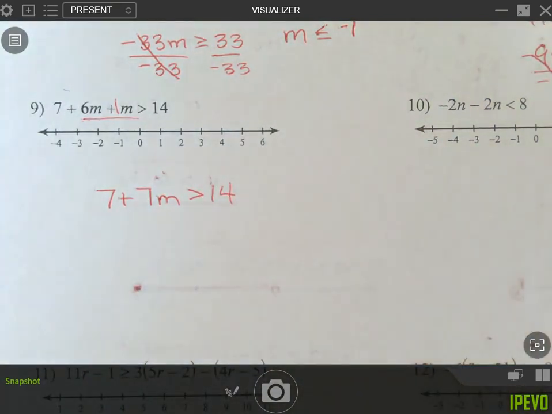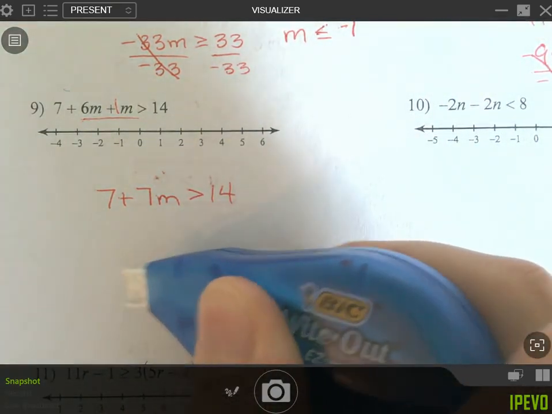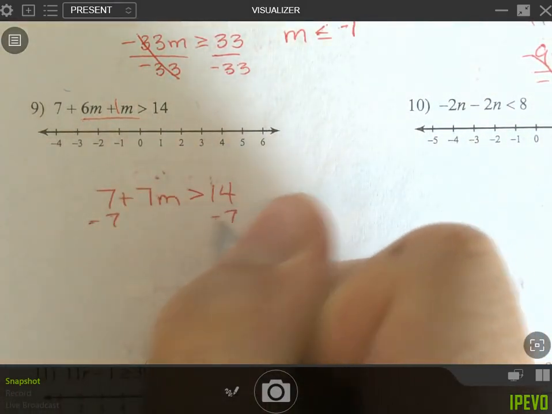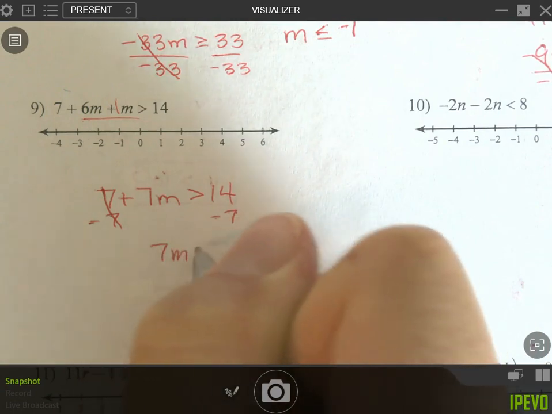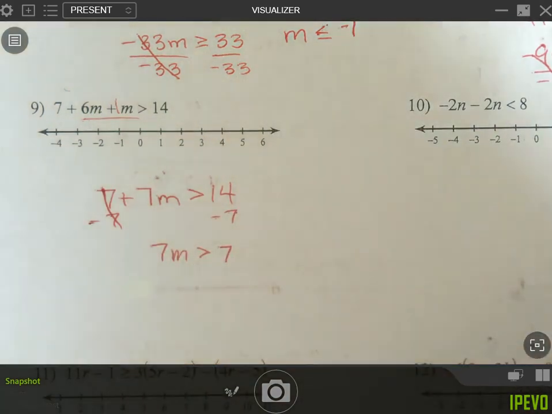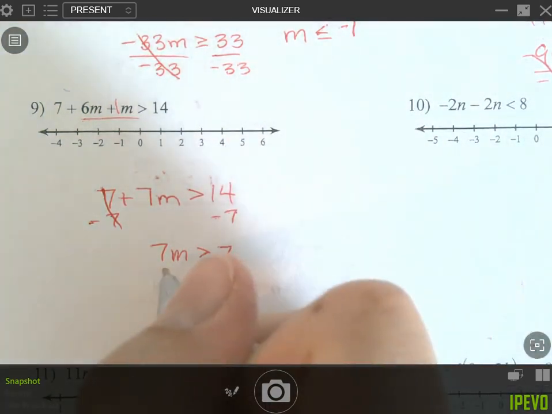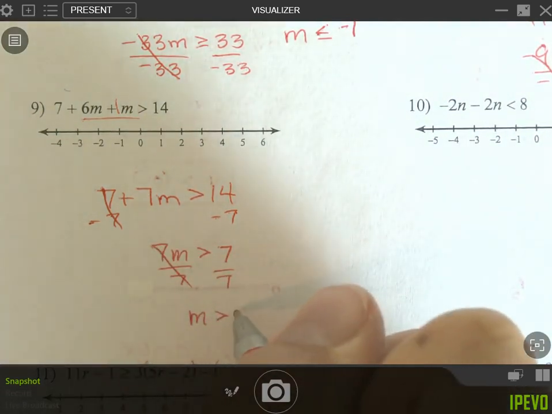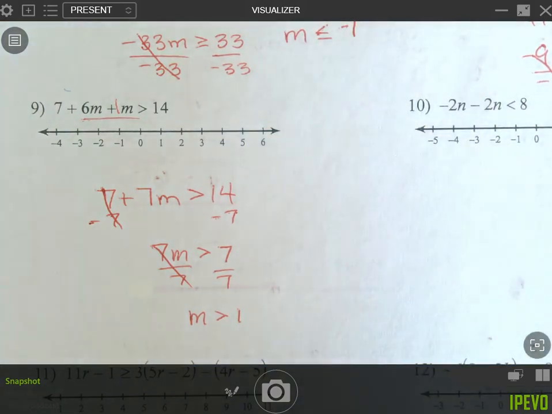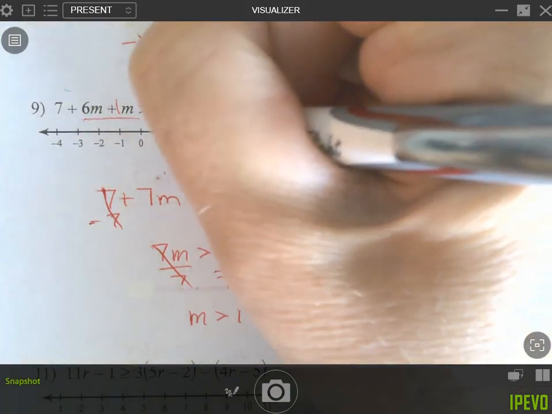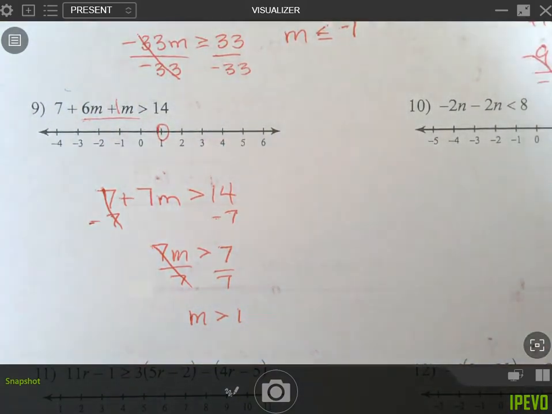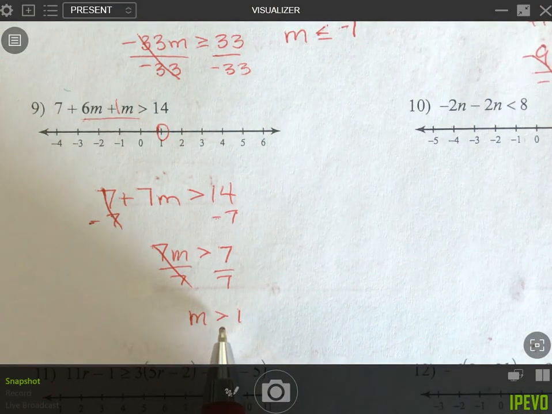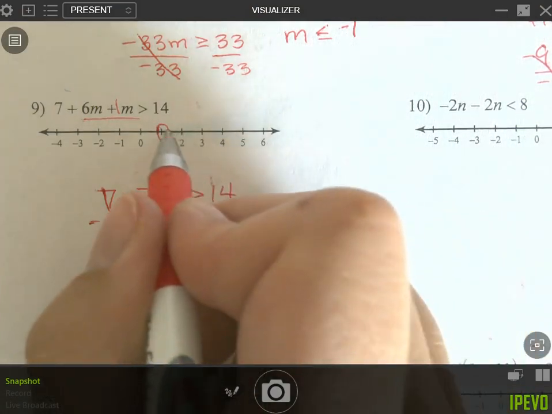Okay, now I want to start moving things. So what do you want to move? Subtract the 7 from both sides. So 7m is greater than 7. Now what? Divide. Yeah, so this one's not bad. So m is greater than 1. Open or closed? Open. And then which way are we shading? Which way? Read it. M is greater, so I want to shade the greater numbers.